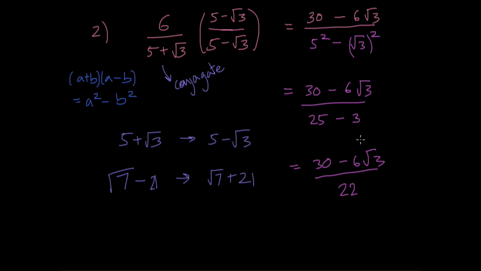Okay? And you could simplify this further again. Divide all of them by 2. It's going to be 15 minus 3 root 3 over 11. So this is going to be the final simplified answer. Let's look at a final example.